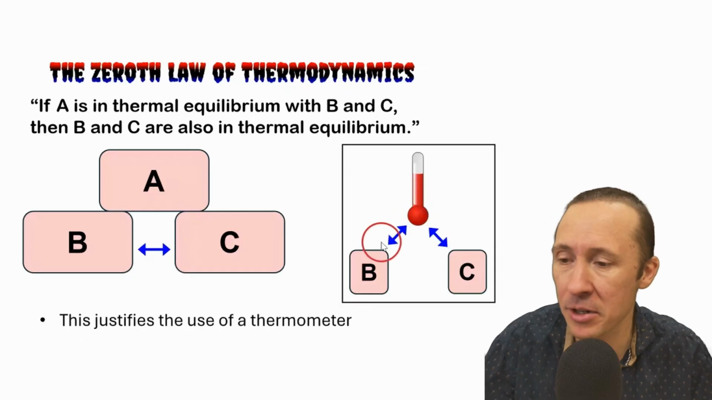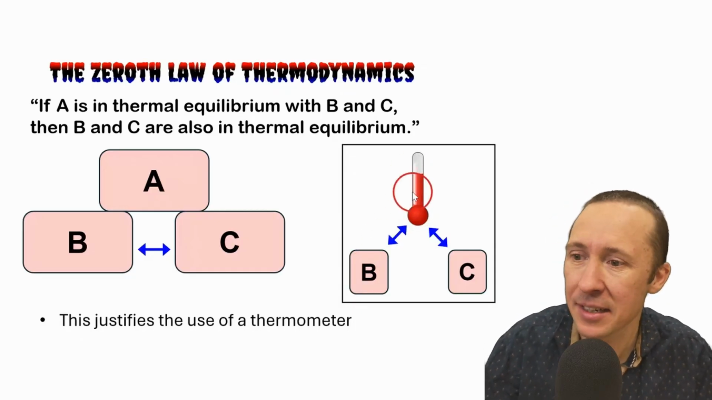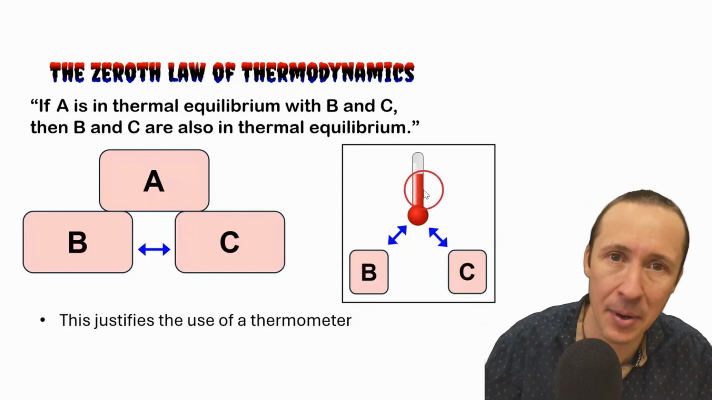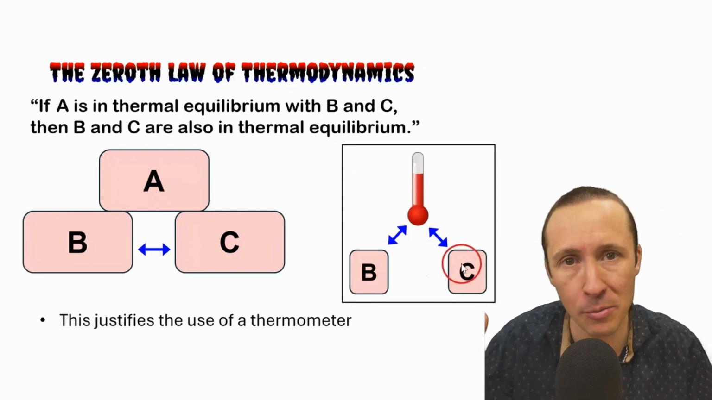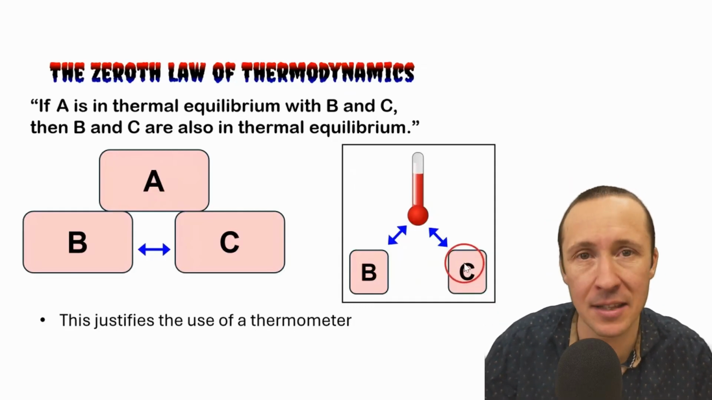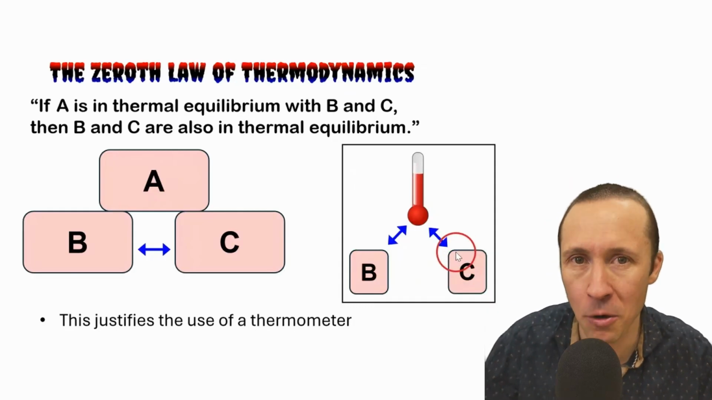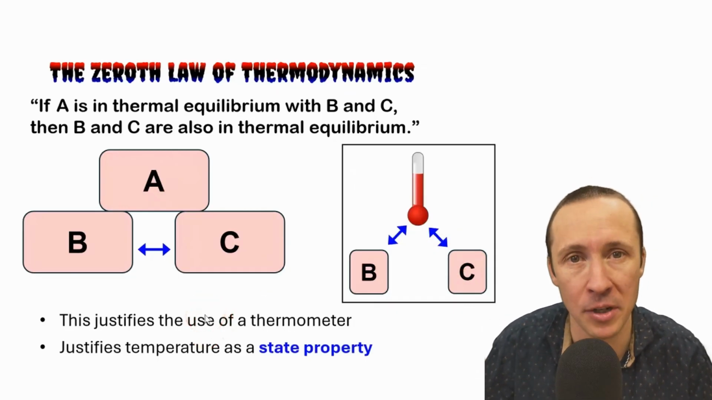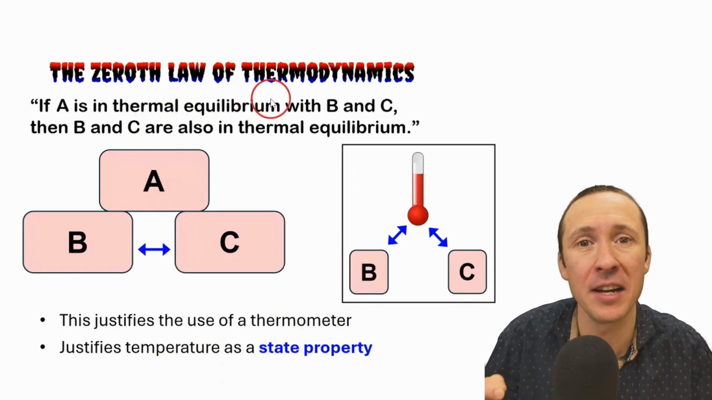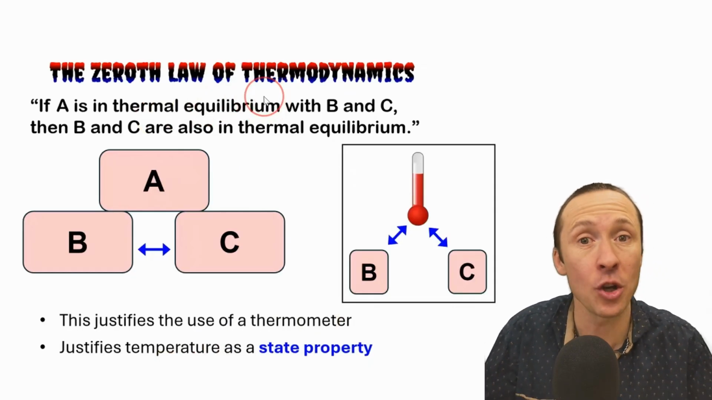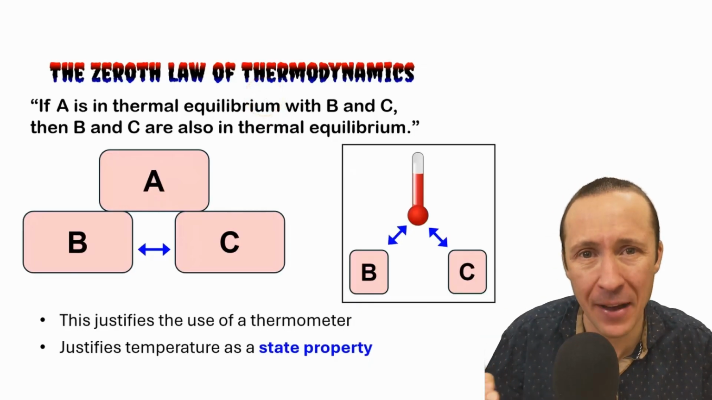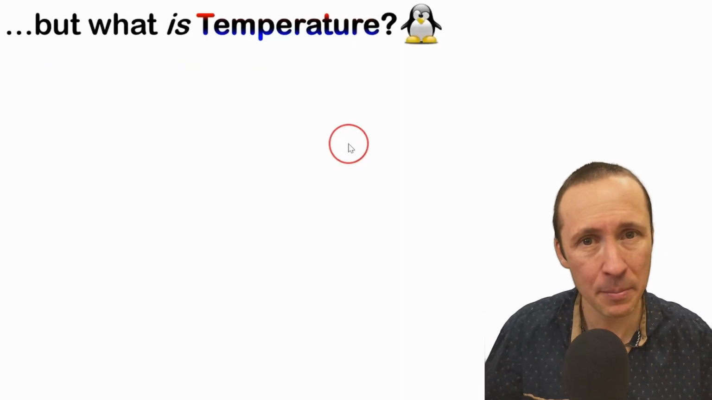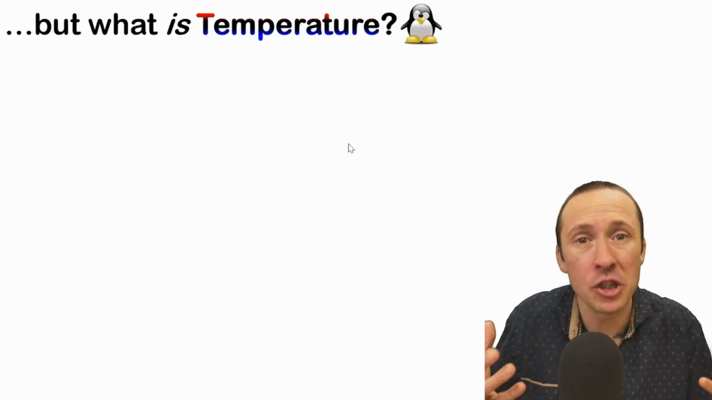So we take a thermometer, stick it in B, whatever the height is. Okay, we record that. If we take the thermometer and stick it in C, if it's at the same height, then we know B and C are in thermal equilibrium. And as a result, they're at the same temperature. Now, the Zeroth Law is so powerful, it also justifies temperature as a state property. The Zeroth Law also justifies the use of equations of state as a whole, which is super critical and foundational of thermodynamics.